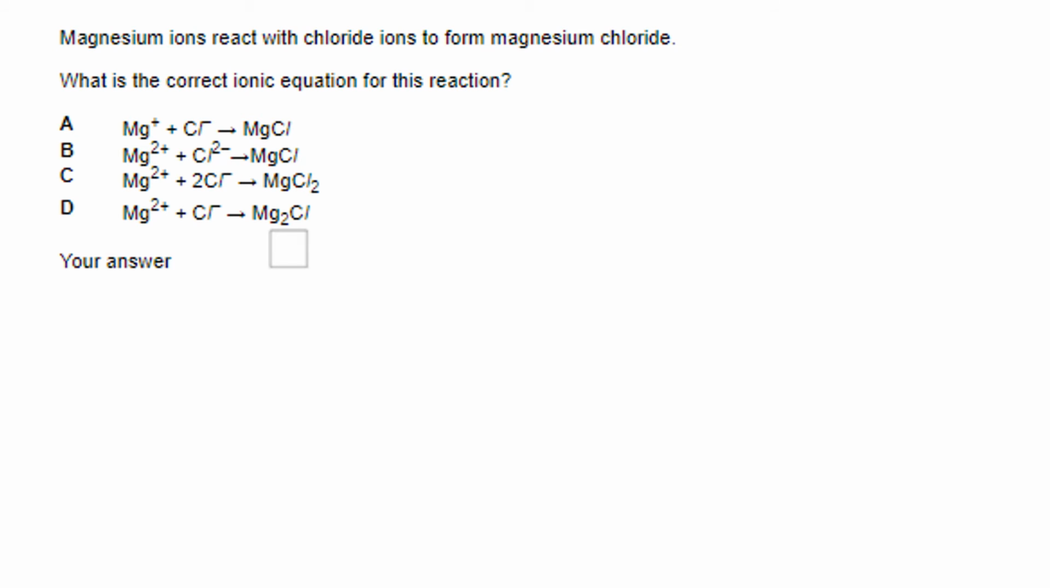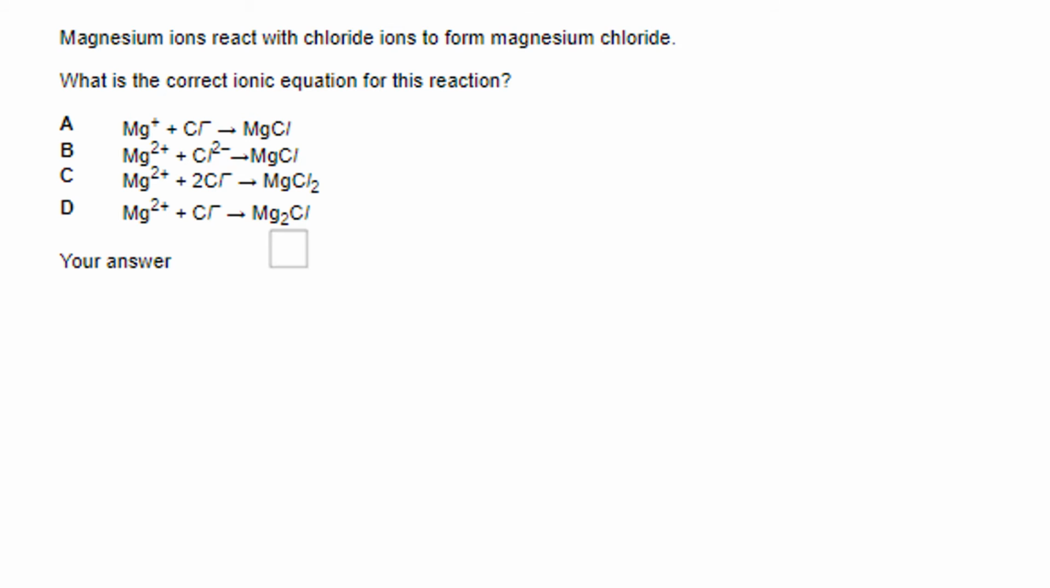Okay, so this one again, pause if you want to have a go yourself. It looks a bit different. It's definitely not going to be the long version. It says magnesium ions react with chloride ions to form magnesium chloride. What is the correct ionic equation for this reaction? And it's multiple choice.